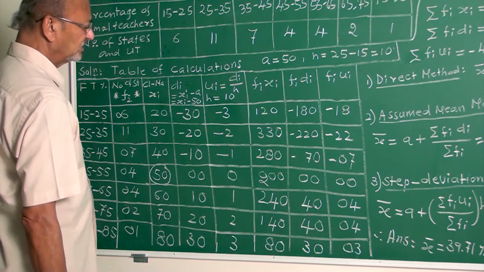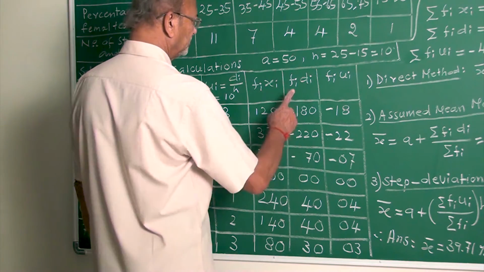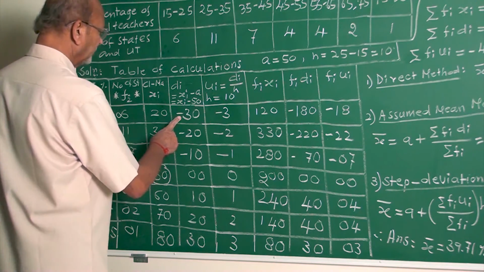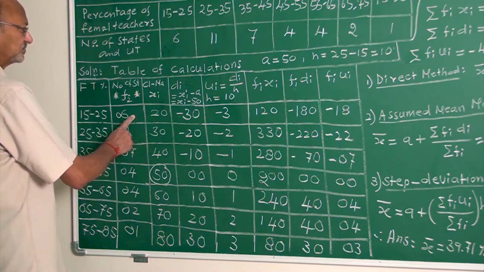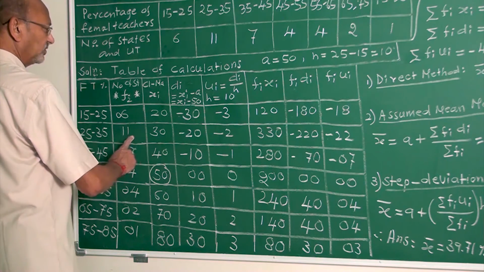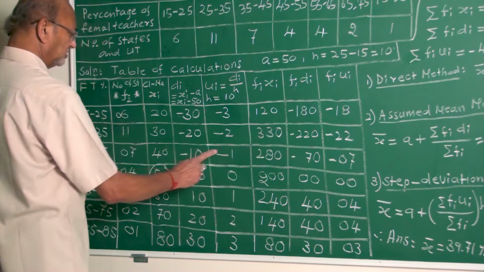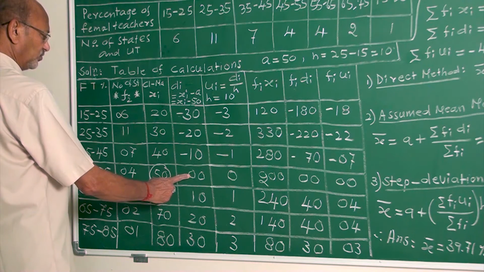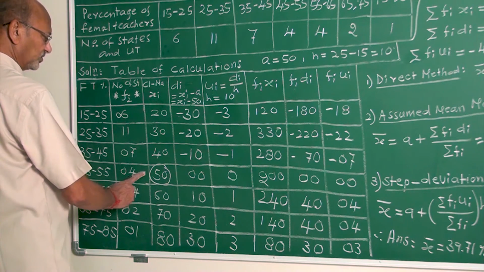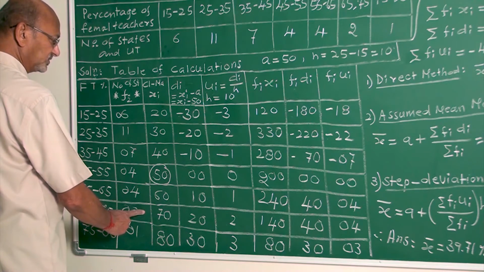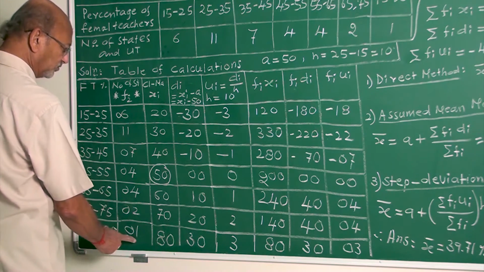Next is fi di, di with fi. Minus 30 into 6, minus 180. Minus 20 into 11, minus 220. Minus 10 into 7, minus 70. 0 into 4 is 0. 10 into 4 is 40. 20 into 2 is again 40. 30 into 1 is 30.